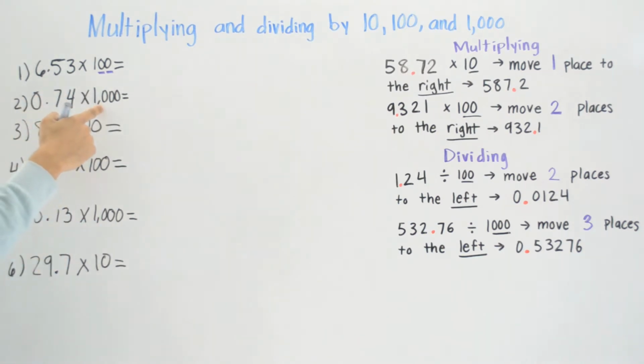And then on here we have 1,000. We count the zeros. 1, 2, 3. So we're going to move it 3 times to the right. And then here we have 10 only. So we only have 1 zero. So we're only going to move it to the right 1 time.